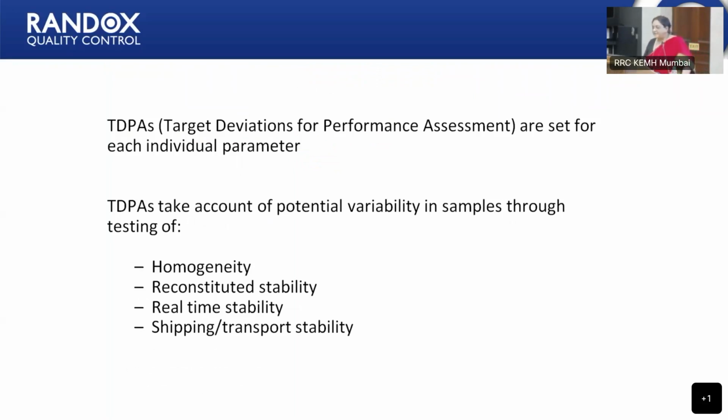Target score or TDPAs are set individually for each parameter. It takes into account the potential variability of the samples through the testing of homogeneity, reconstituted stability, real-time stability, and shipping or transport stability.